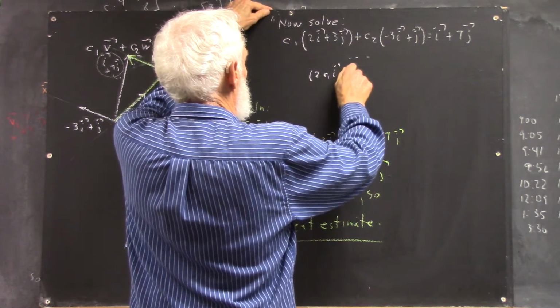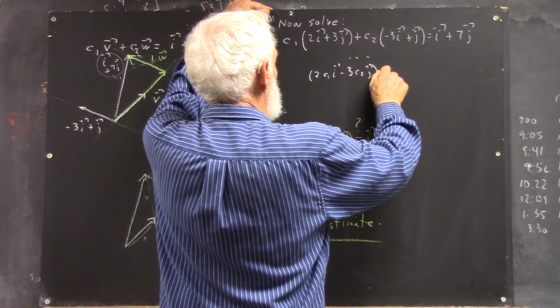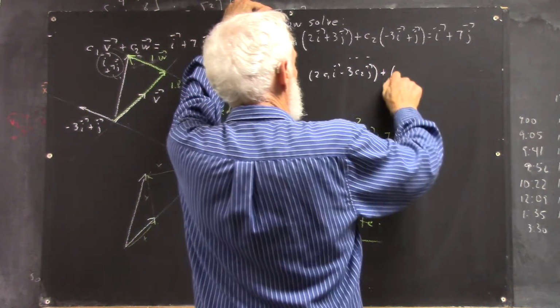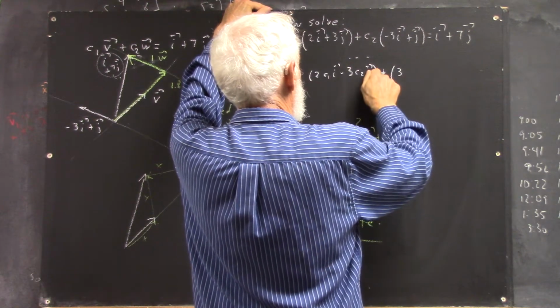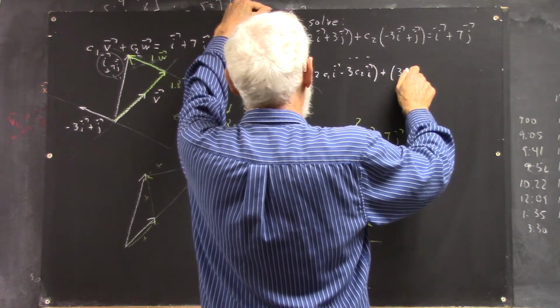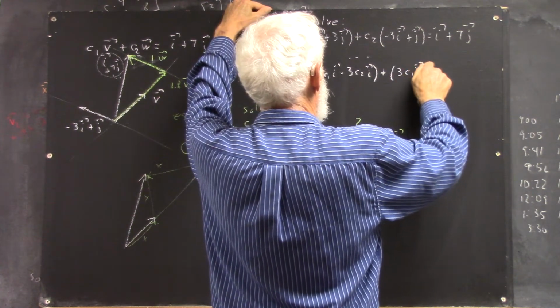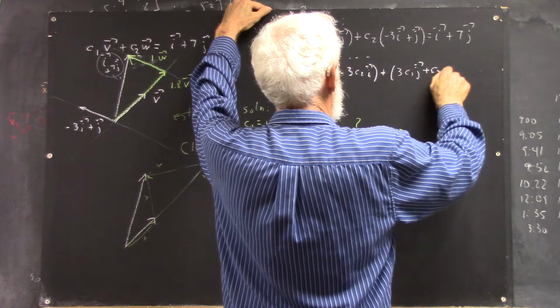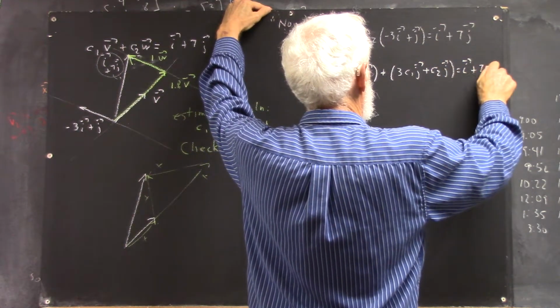But you're going to have 2c1i minus 3c2i, plus 3c1j plus c2j equals i plus 7j, right?